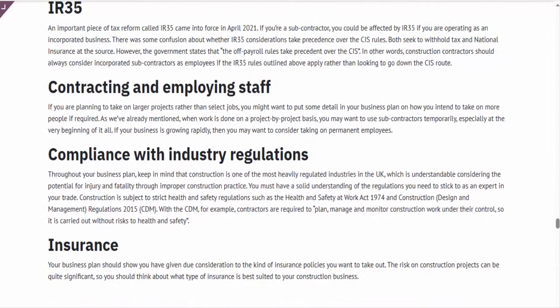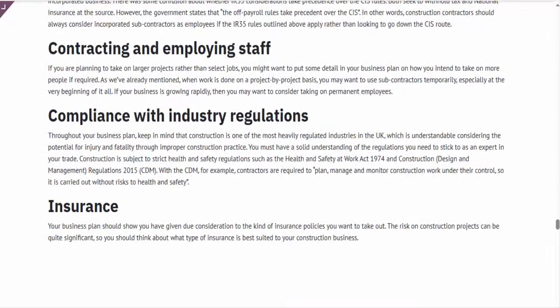Contracting and employing staff. If you are planning to take on larger projects rather than select jobs, you might want to put some detail in your business plan on how you intend to take on more people if required. As we've already mentioned, when work is done on a project-by-project basis, you may want to use subcontractors temporarily, especially at the very beginning of it all. If your business is growing rapidly, then you may want to consider taking on permanent employees.